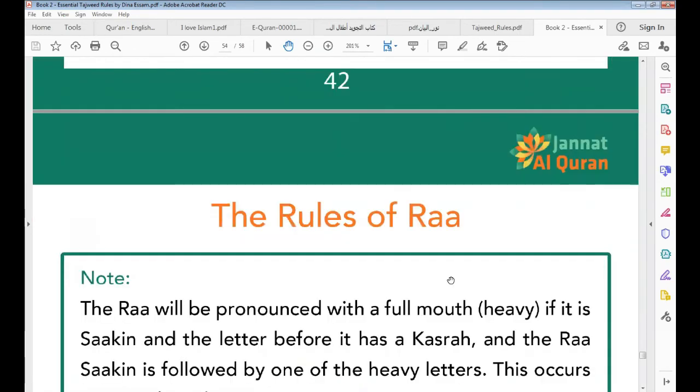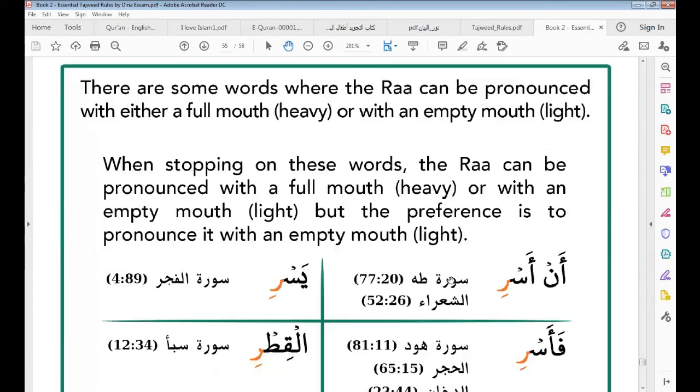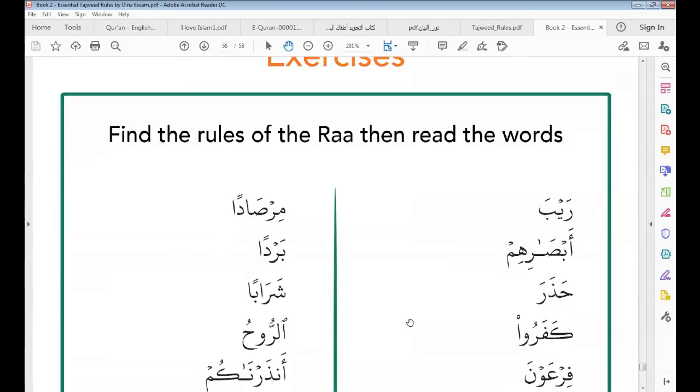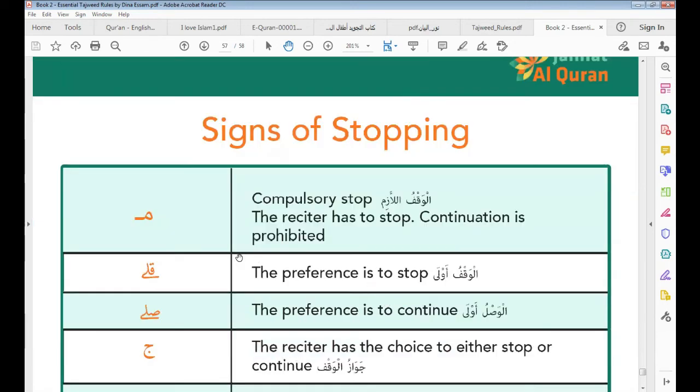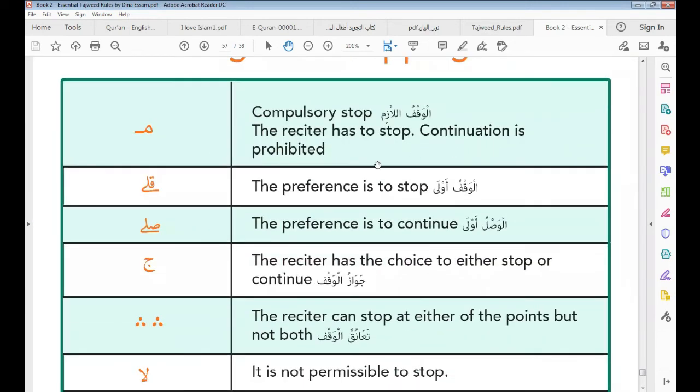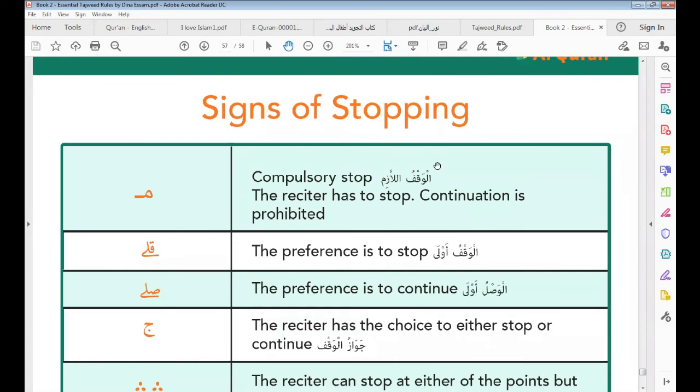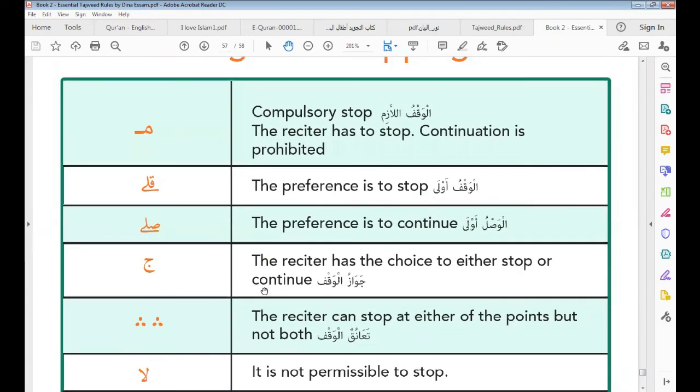Okay, so I think we have the last part of this one: the signs of stopping. We can explain these signs so they are easy to use when reading. The meem is a compulsory stop. The reciter has to stop. It's prohibited to continue. So when we have this sign of meem in the ayah, you have to stop.